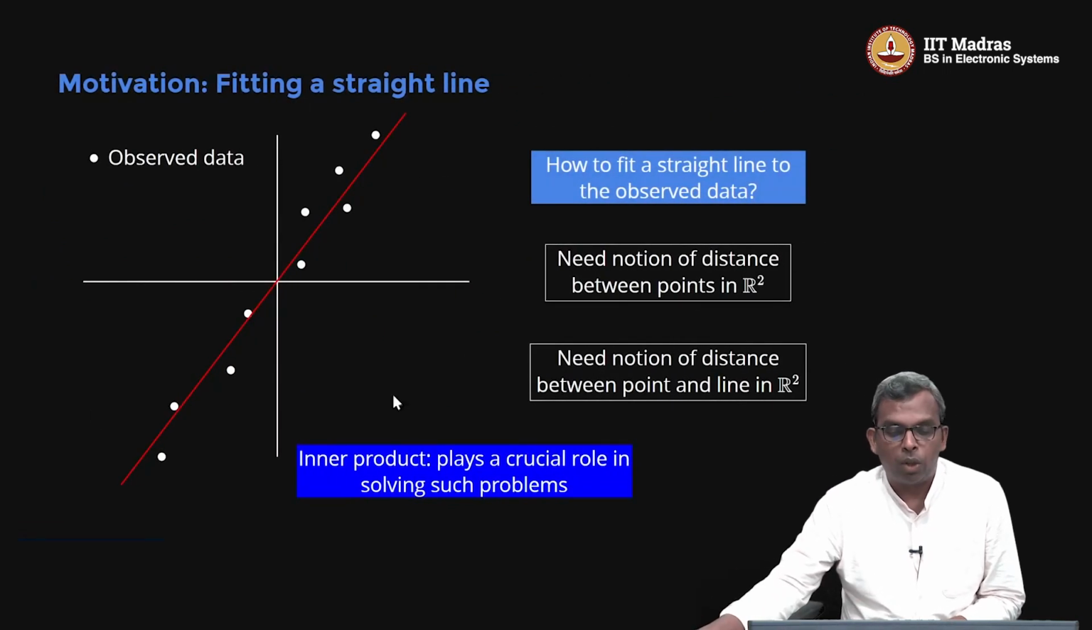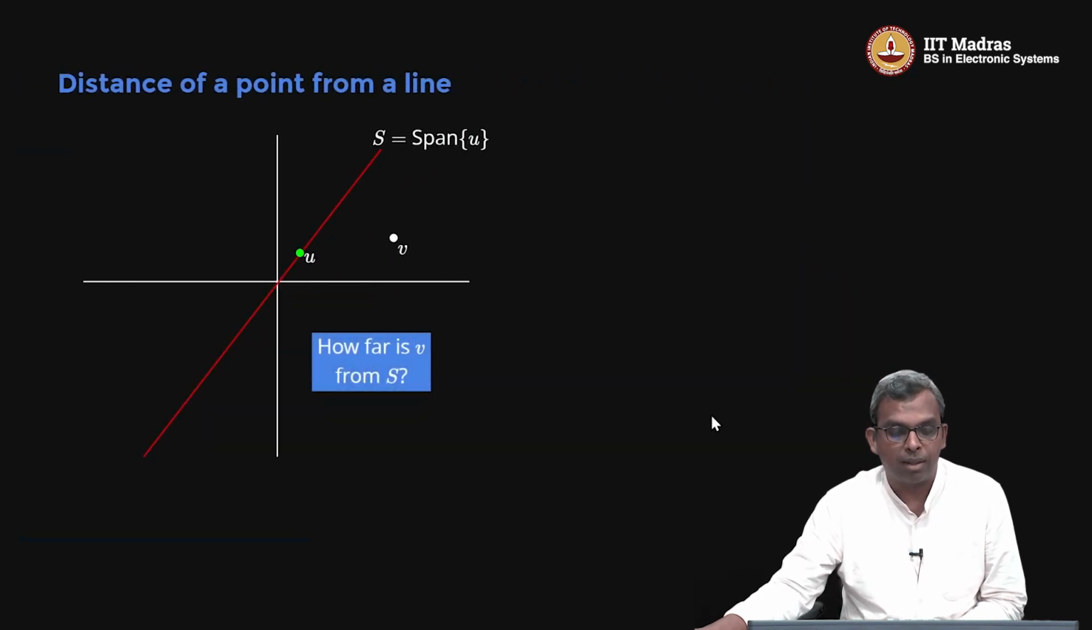So you remember our motivation long ago when we started this topic. We said for problems like this, when you want to fit a straight line through a bunch of points, inner product plays a key role. This is because the notion of distance between a point and a line is captured conveniently through this orthogonality principle. So let's see what that is.